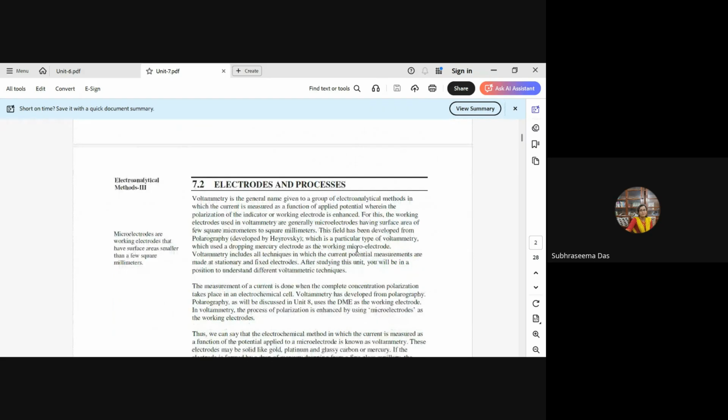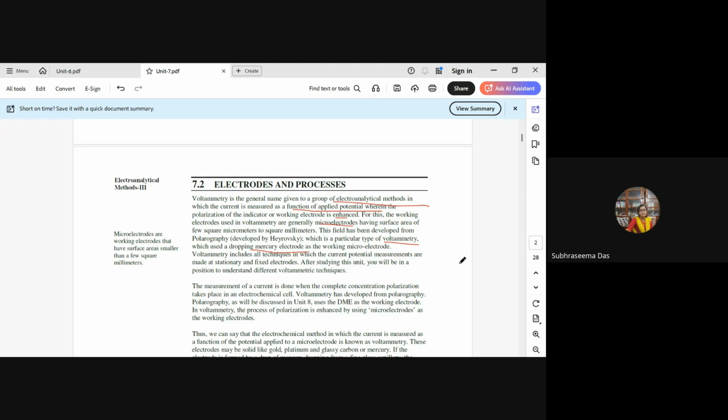So, voltammetry is the general name given to a group of electroanalytical methods in which the current is measured as a function of applied potential, wherein the polarization of the indicator or the working electrode is enhanced. For this, the working electrodes used in voltammetry are generally microelectrodes having surface area of a few square micrometers to square millimeters. This field has been developed from polarography, which is a very particular type of voltammetry which uses a DME, that is a dropping mercury electrode, as the working electrode.